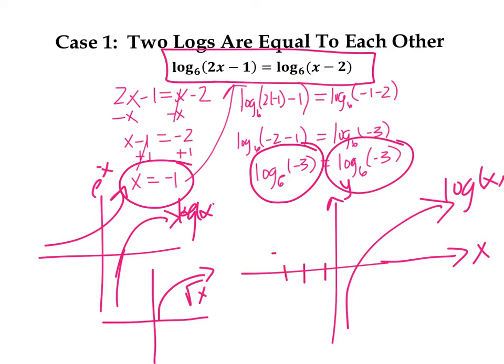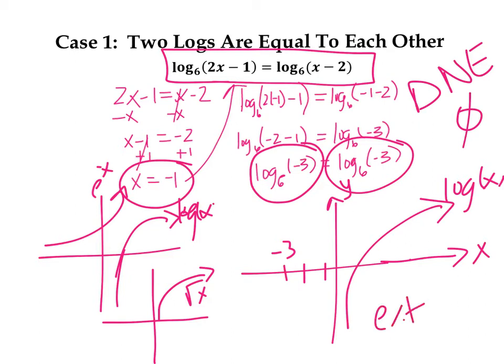You cannot plug in a negative 3 and exist. So notice how there's nothing over here as an output. So this function does not exist, or this value does not exist. You can put DNE for it does not exist. You can put no solution. You can put extraneous solution. Whatever you like. All right, let's move on to case number 2.